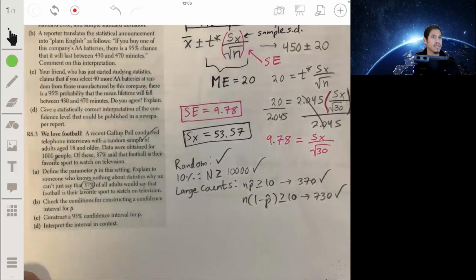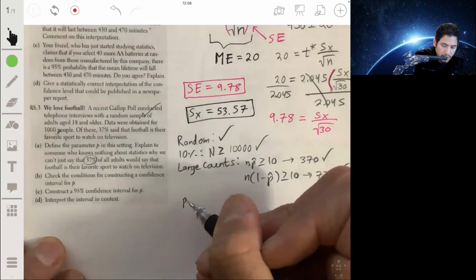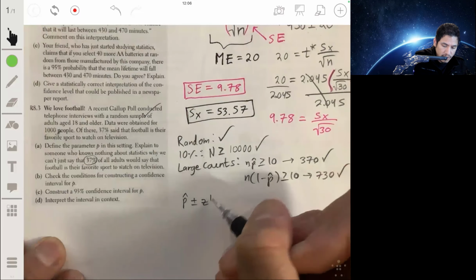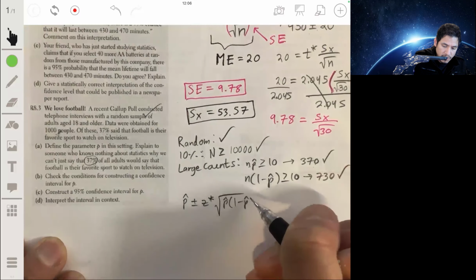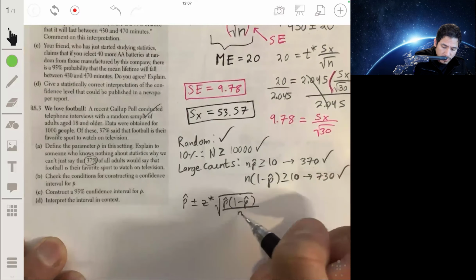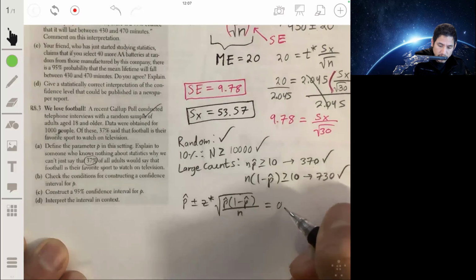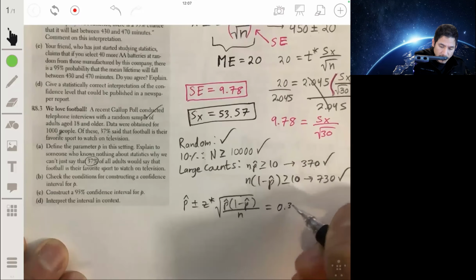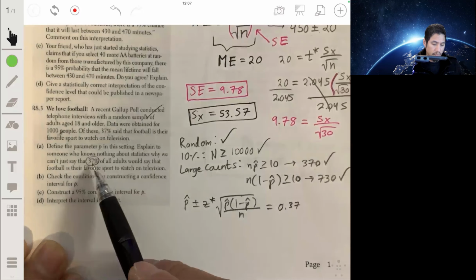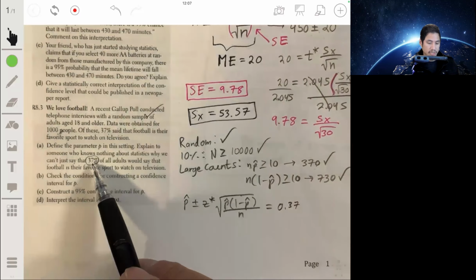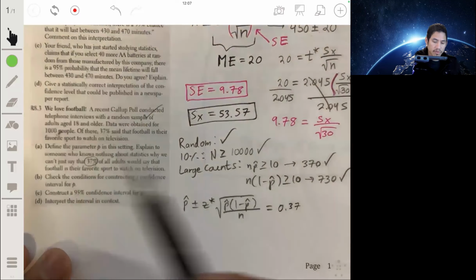Part C, construct a 95% confidence interval. So we're going to use our formula that p hat plus or minus z star times the square root of p hat times 1 minus p hat over n. Our p hat is 0.37. That's just because 0.37 is the same as 37%, so it just tells us that straight up.